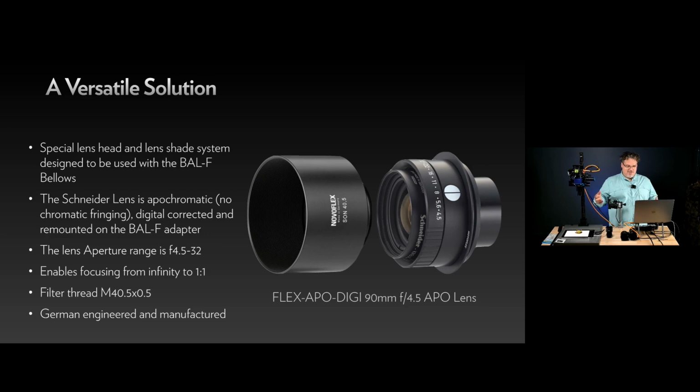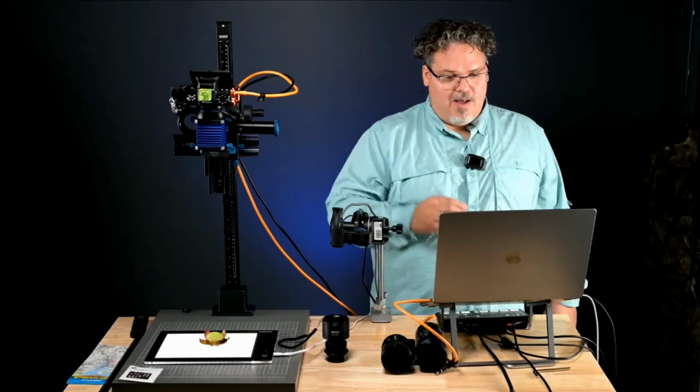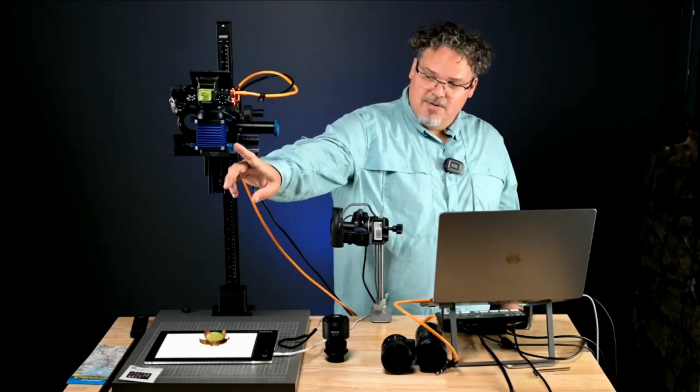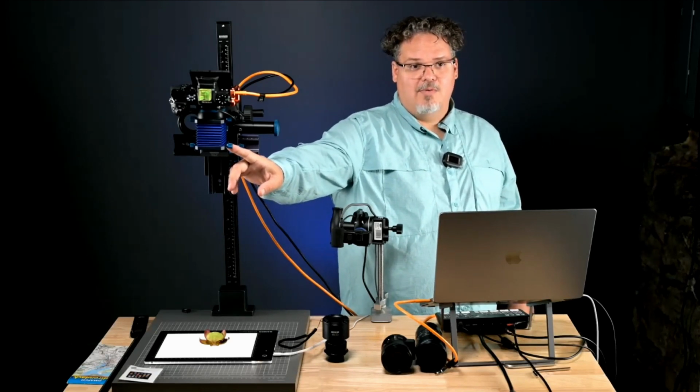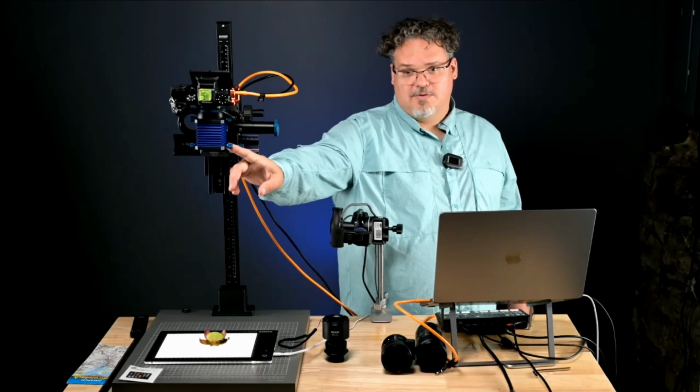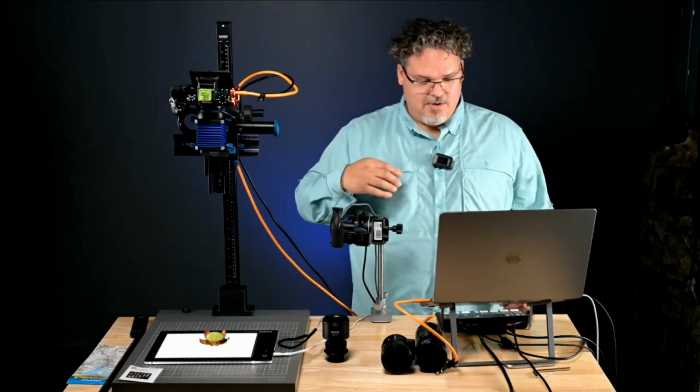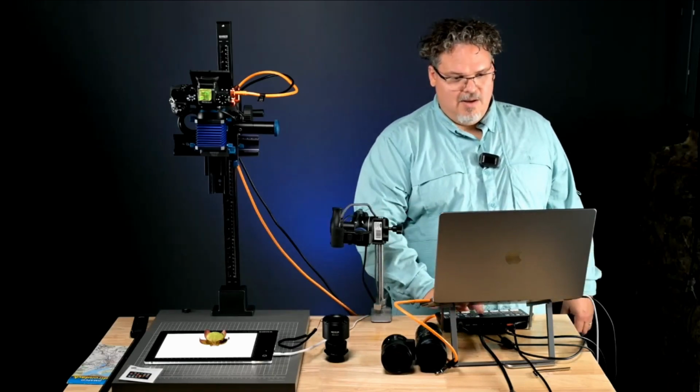This is a special lens and lens shade system that are designed to be used with the BAL-F Bellows. So what are the BAL-F Bellows? If you're not familiar, these are NOVOFLEX's macro bellows that are universal in system. And we'll take a look at those a little bit later in a little bit more depth.